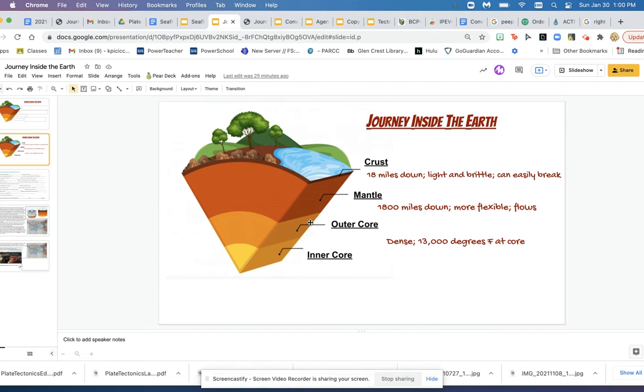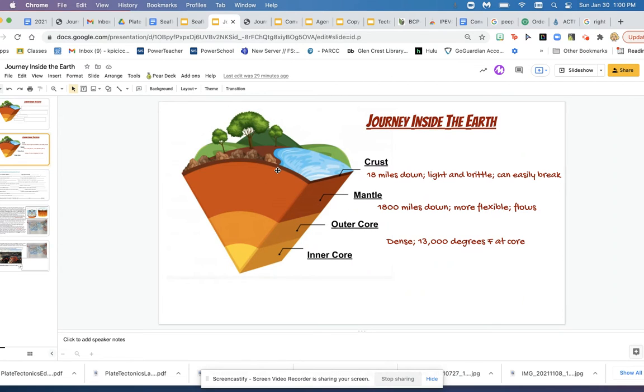So this is what our Earth looks like. And you might ask, well, how do we know that? Because we can't go all the way down there. We've done many different studies and many different samples, as well as learned some things through understanding earthquakes and things like that. So this is what we understand of what the Earth looks like right now.